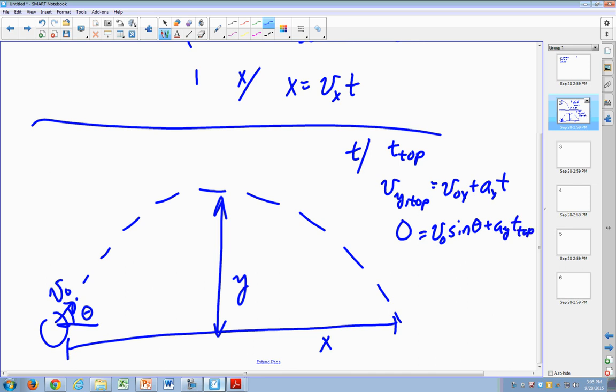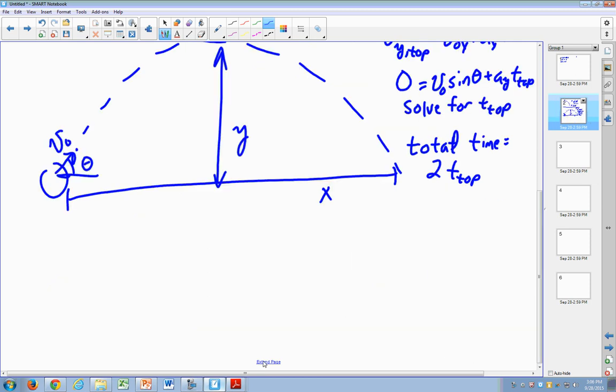Y'all okay with me not putting numbers in right now? We'll get to some problems, just sort of laying out the basic idea for these. Okay? We'll do some with numbers in just a bit. So then you solve this for t, remembering that that's half the total time. So the total time equals 2 times t top. Here, if I'm looking at time, this is t top, and this is twice t top.